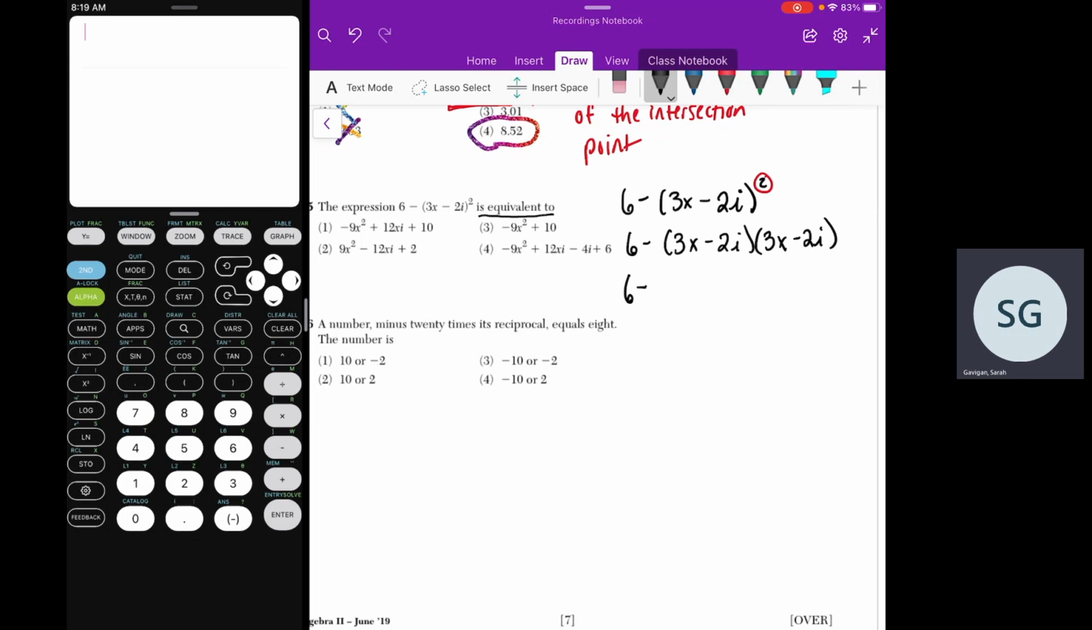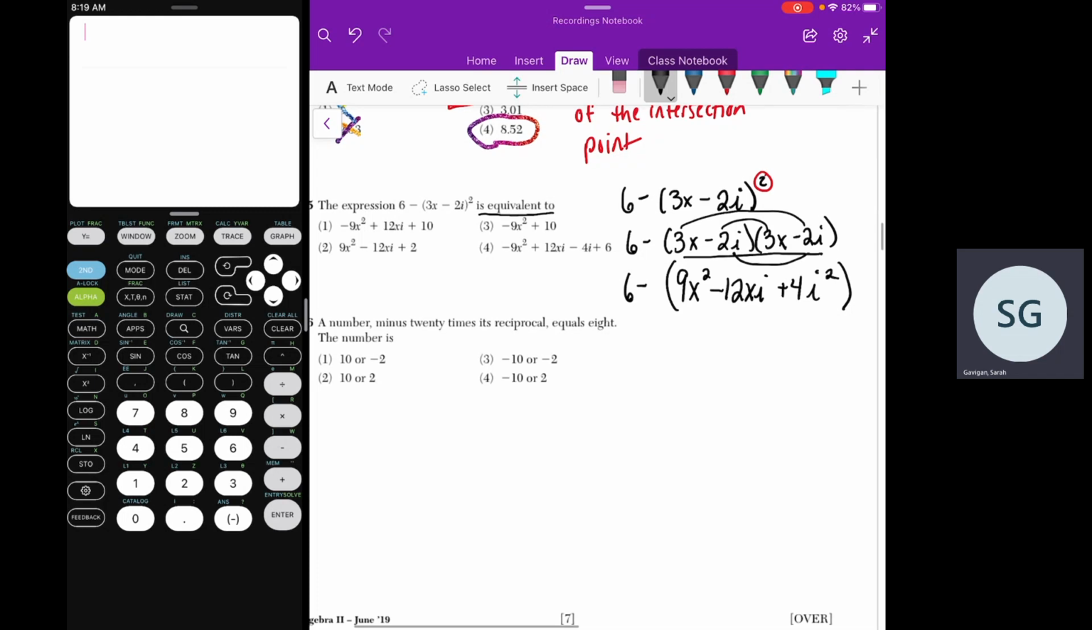So that 6 minus this product is going to stay in the parentheses because I'm going to have to distribute that negative after. So double distributing, I'll get 9x squared. Negative 6xi minus 6xi is negative 12xi. Now my last term's negative times negative is a positive 4i squared. I suggest you don't do too many steps at once. What I mean by that is now I have an i squared. So now if you want to, you can simplify using your powers of i.